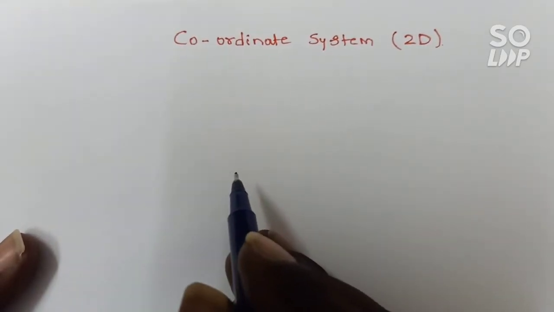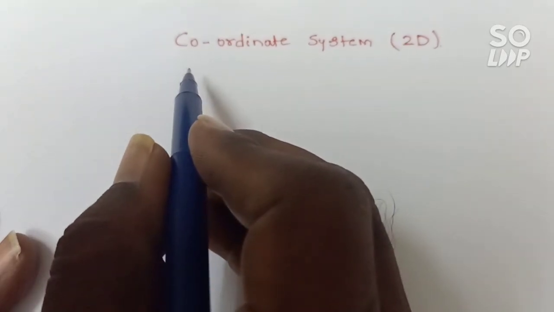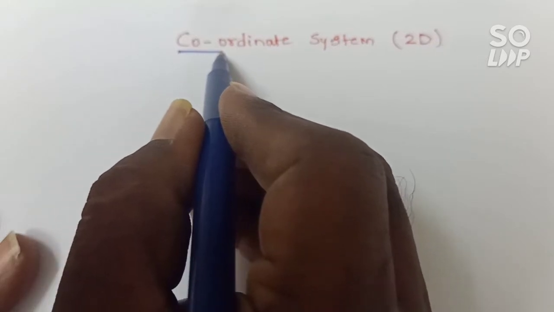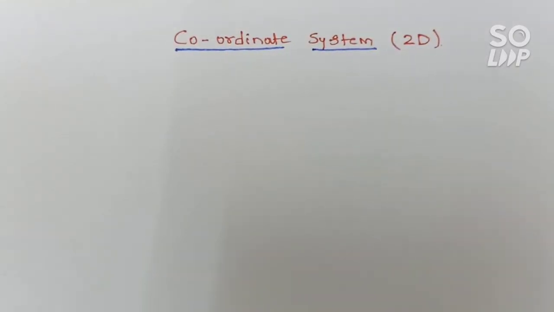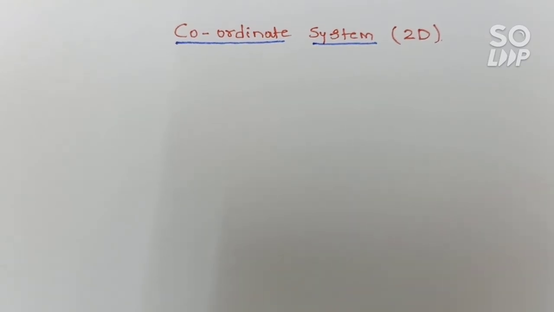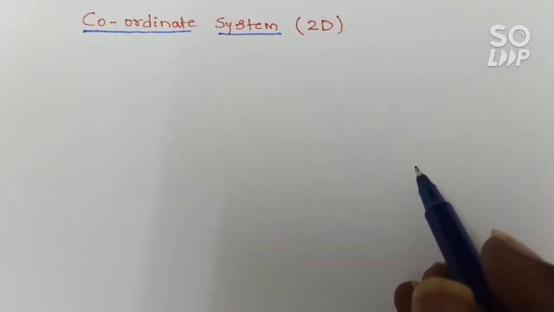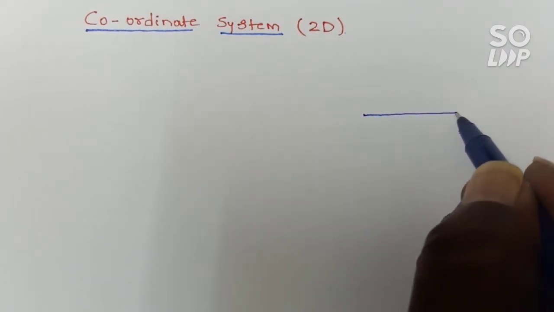Okay students, so in this video we are going to discuss the coordinate system. What is meant by a coordinate system? Let this paper be a plane. Now two lines up. See this one, here is one horizontal line.